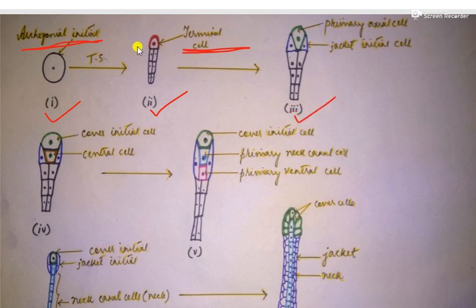Please note the colors. Here the black color is the archegonial initial. It divides and forms this filamentous structure. All the cells are black colored except the terminal cell, which is marked in red.